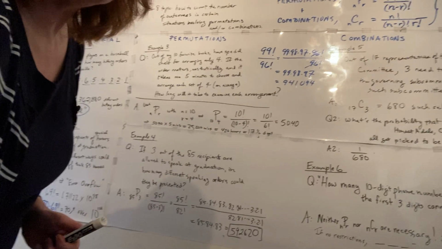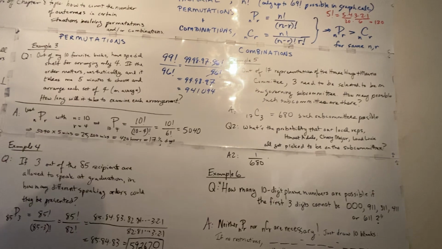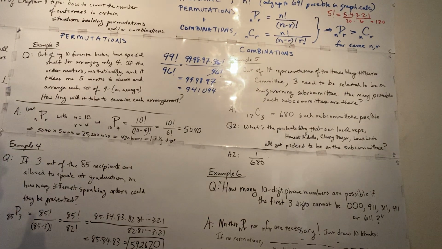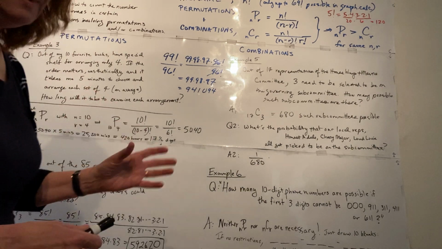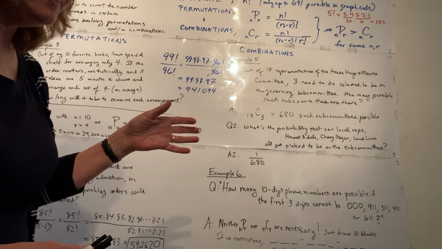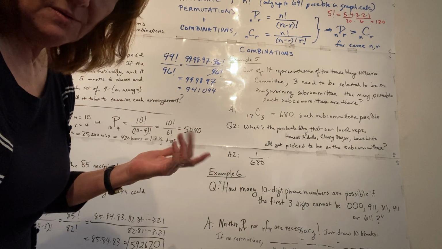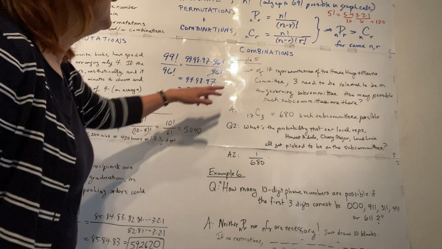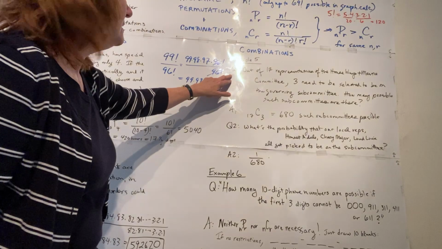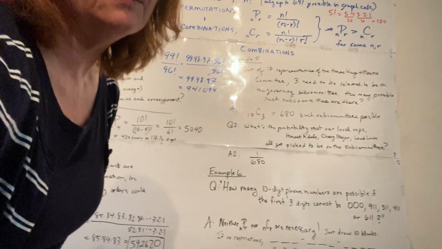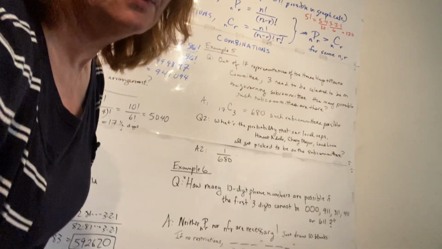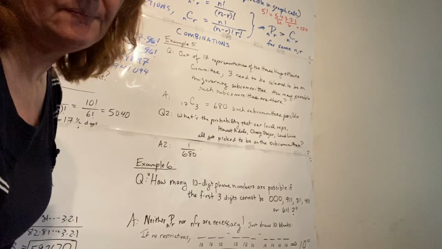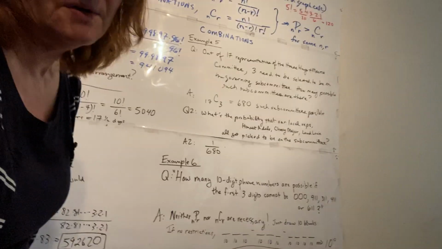Combinations, what's the difference? Well, in combinations, you're simply asking how many subsets of that size do I have? So for example, here, can you see it? Let's try that. Okay.